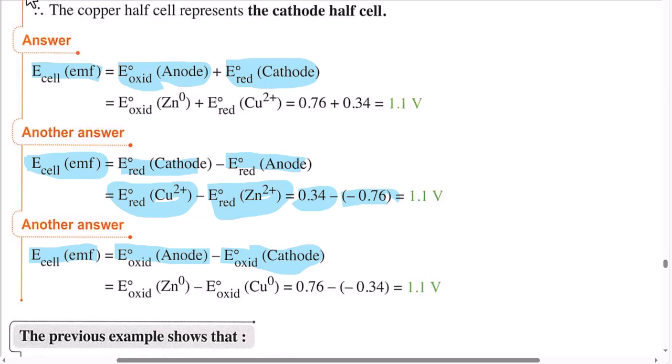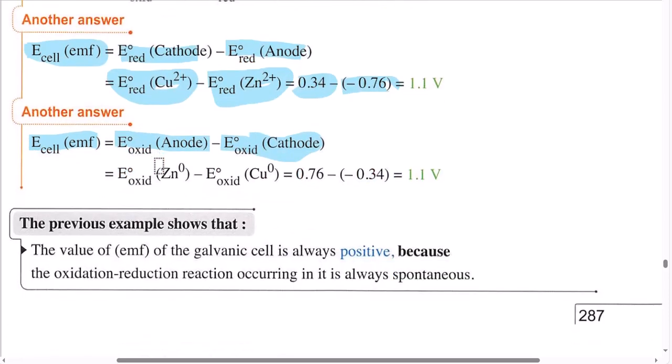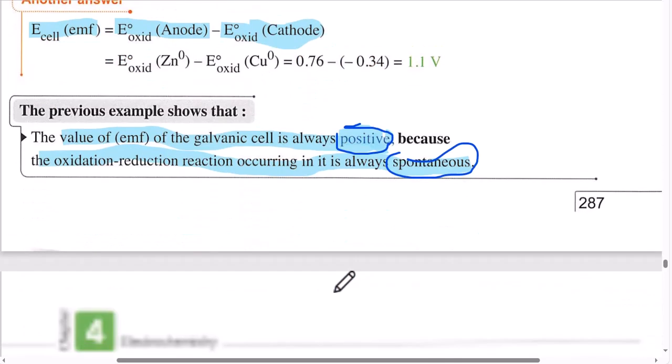Here we have to notice that the electromotive value of this galvanic cell, or of any galvanic cell, is positive. A positive sign here means that the oxidation reduction reaction occurs spontaneously. So positive means spontaneous.